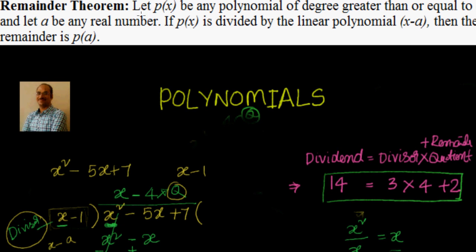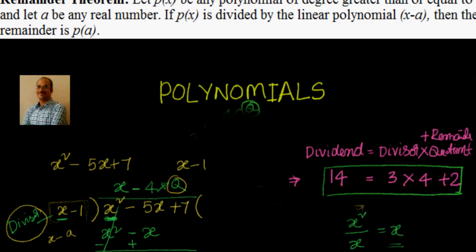The remainder theorem states that let P of x be any polynomial of degree greater than or equal to 1, and let a be a real number. If P of x is divided by the linear polynomial x minus a, then the remainder is P of a. What's the meaning of that? It says that P of x is equal to some quotient g of x into x minus a plus remainder. The remainder is nothing but equal to P of a.